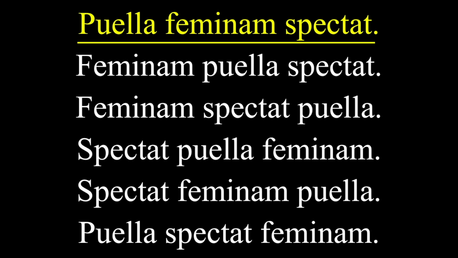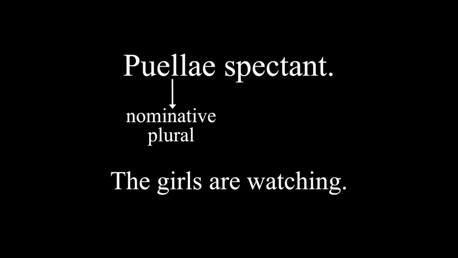Now, many sentences won't have an accusative. So for example, we could just have puellae spectant. Puellae is nominative case, nominative plural specifically, so we know the girls are the subject of the sentence. This sentence therefore means the girls are watching. It doesn't tell us what they're watching, which would need to be inferred from the context of whatever you're reading.